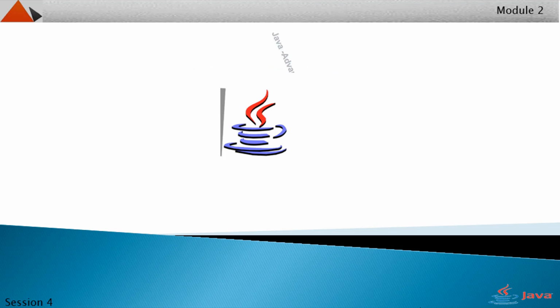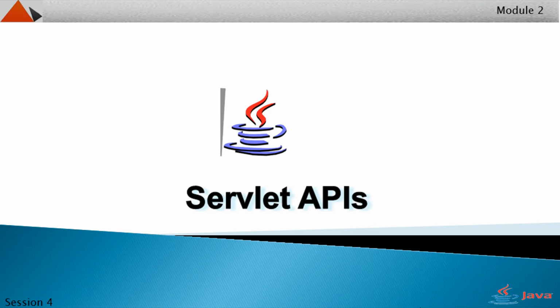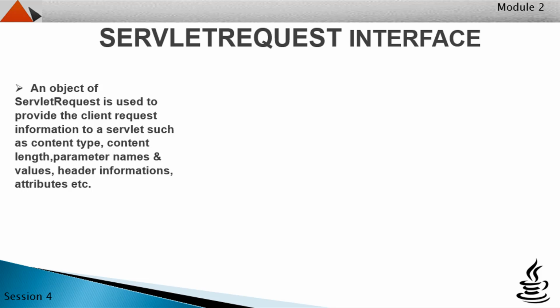In this session we will discuss Servlet interfaces. First of all, we are going to discuss the ServletRequest interface. An object of ServletRequest is used to provide the client request information to a servlet, such as content type, content length, parameter names and values, header information, attributes etc.